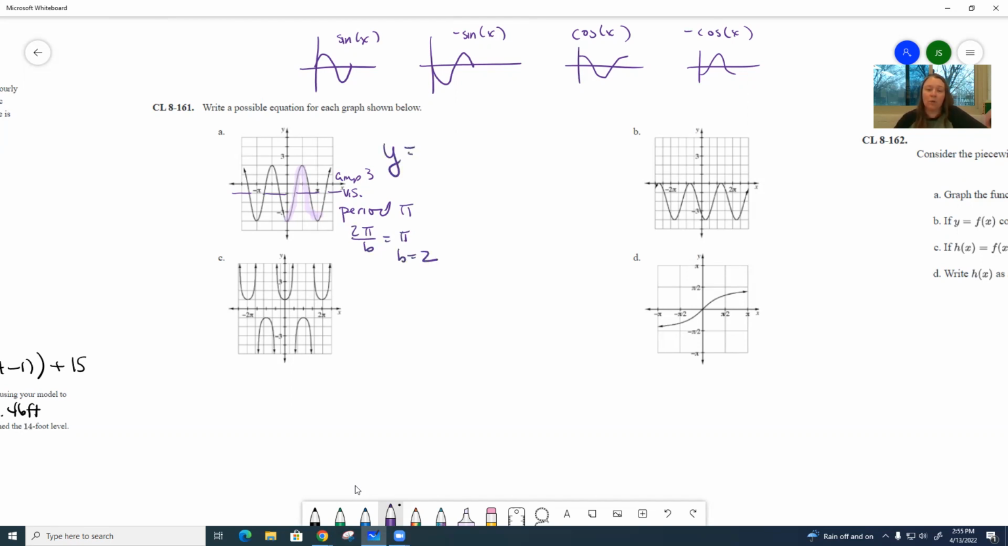So I'd have y equals, it's a flipped cosine, so -3 cosine of my b is 2, so 2x, and then plus a vertical shift of -1. So actually I want minus 1. Right, a vertical shift of -1. Okay, so that would be my first equation.